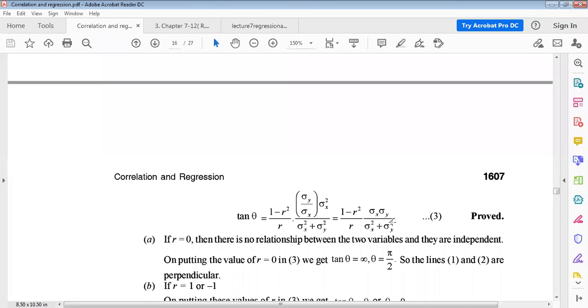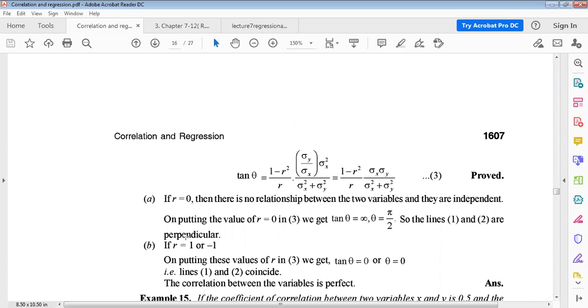If r equals 0, something divided by 0 means what? Infinity. So tan theta equals infinity. At how many degrees? Theta equals 90 degrees. If it is 90 degrees, the tan will give the value infinity. So the lines 1 and 2 are perpendicular. The condition will be perpendicular, a 90 degree angle. This is why.